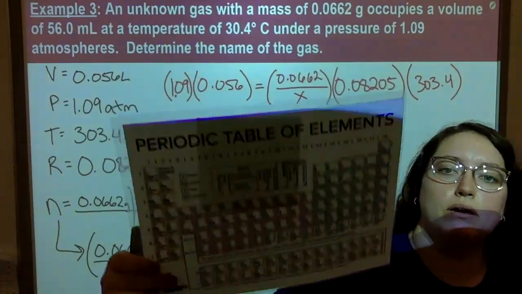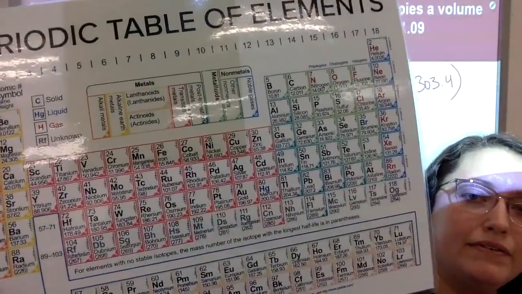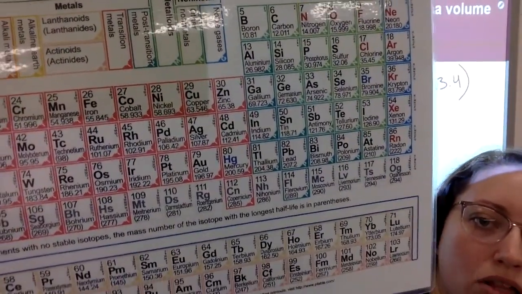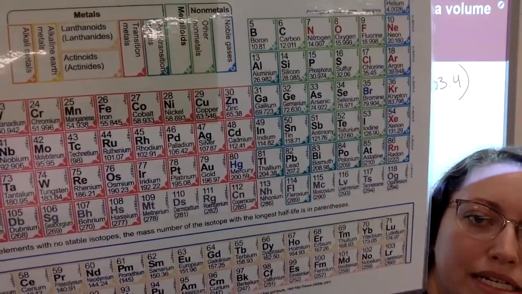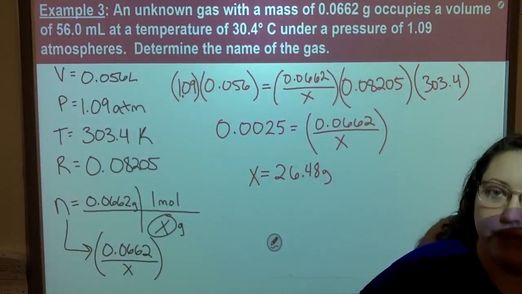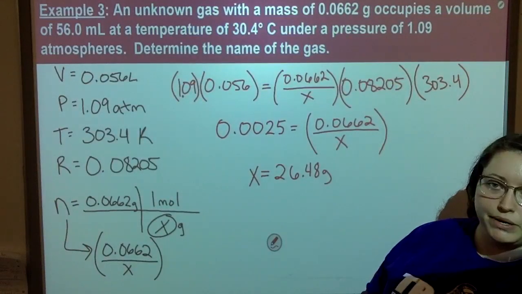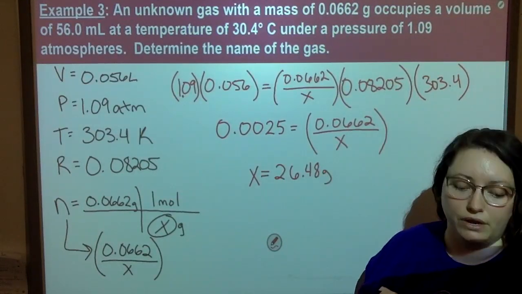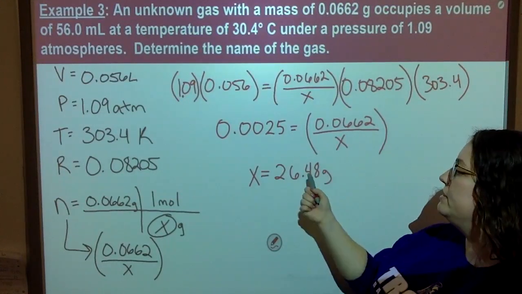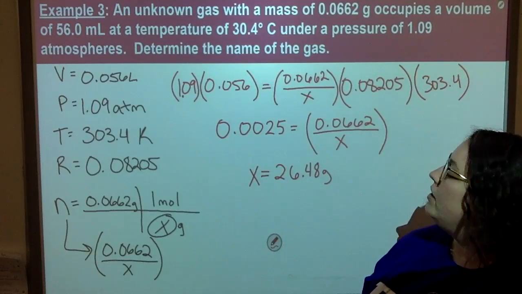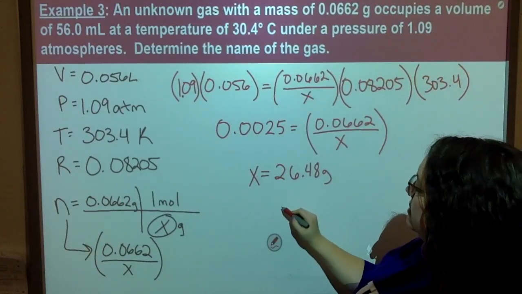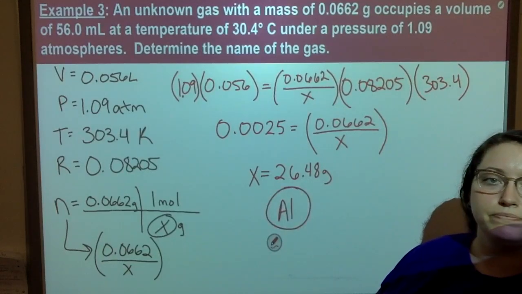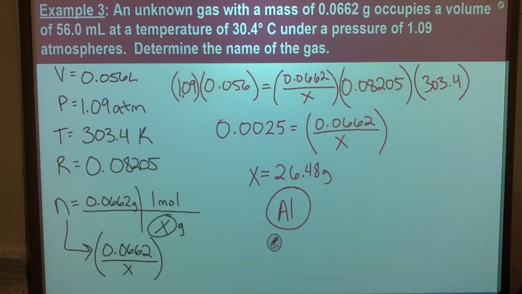That means we can look on our periodic table and identify it. It's going to be aluminum. I don't know if you can even see that, but aluminum has a mass of 26.98. So 26.48, 26.98, that's within the range. It's not going to be closer to any other element. It might be just slightly off there because we rounded somewhere. So this tells us that aluminum is our answer.